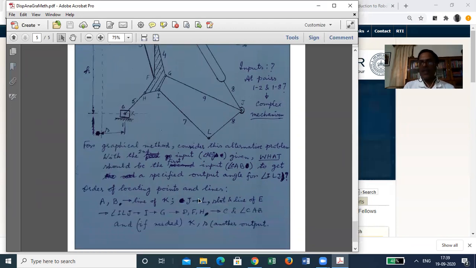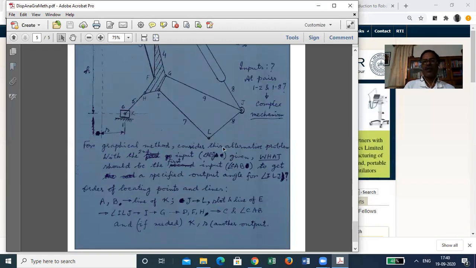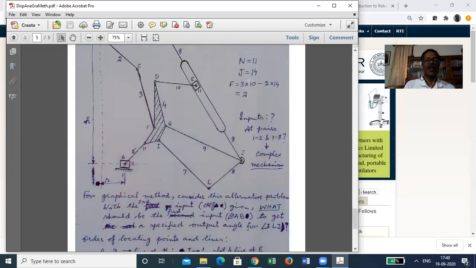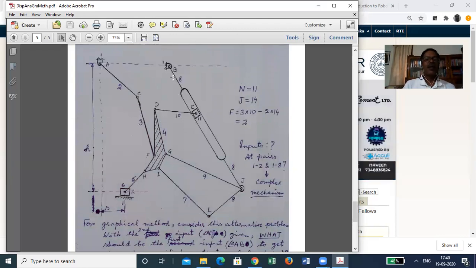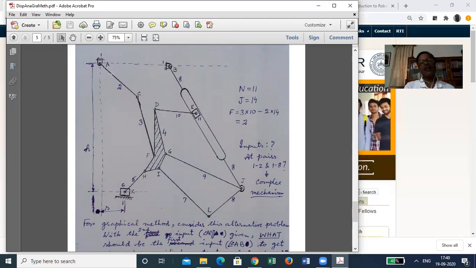So in this way you can work out the configuration completely, but only because we rigged the problem in the beginning. Okay. With two inputs only at those two pairs, this pair and this pair, you cannot solve the problem graphically, but you can always solve it analytically, and that is the subject matter of the next lecture. Okay. So for this lecture we stop here.